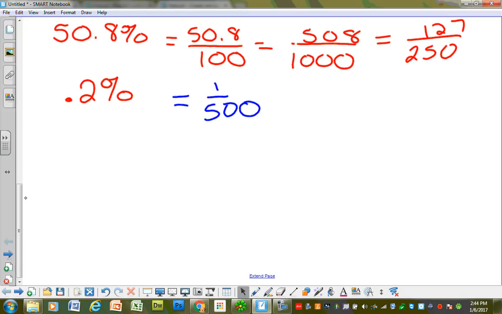Okay, now we've gone from percents to fractions. Now we're going to go from fractions to percents. So this is number 2, so write down number 2 in your notes. And this is going to be fractions to percents. I wrote down number 2.